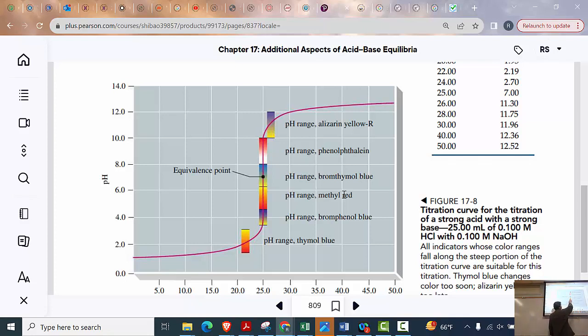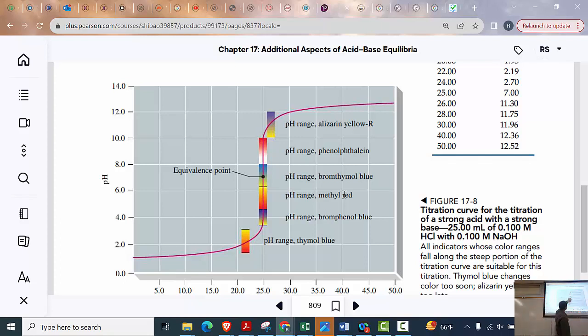But the problem is sometimes it's hard to see that transition. You know, is that a green, or is that a yellow green, or is that a blue yellow or yellow blue? And so it's hard to pinpoint that color. Versus phenolphthalein. Phenolphthalein just goes colorless to pink. You want it light pink. You don't want it red, because it just stays red from pH 11 on, basically.